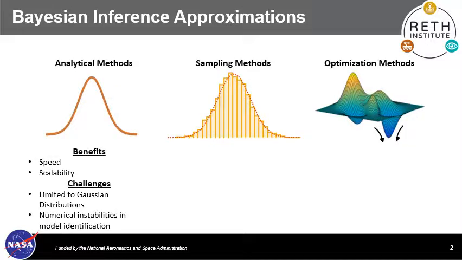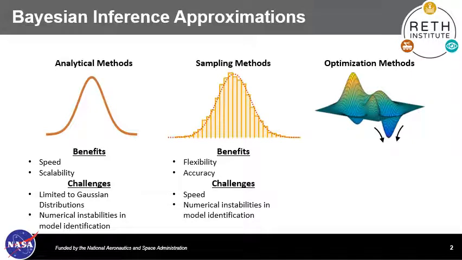Analytical methods are perhaps the most ubiquitous in the identification of experimental structural systems, as they are most apt to sidestep the curse of dimensionality through the computational efficiency of an analytical solution to the Bayesian inference equations. These methods are constrained, however, in their representation of the posterior uncertainty, which can be problematic in the representation of highly nonlinear non-Gaussian systems.